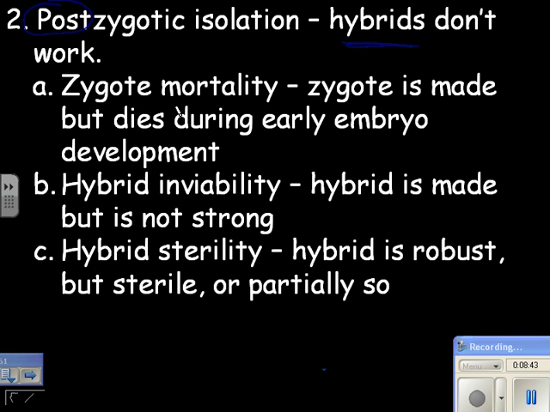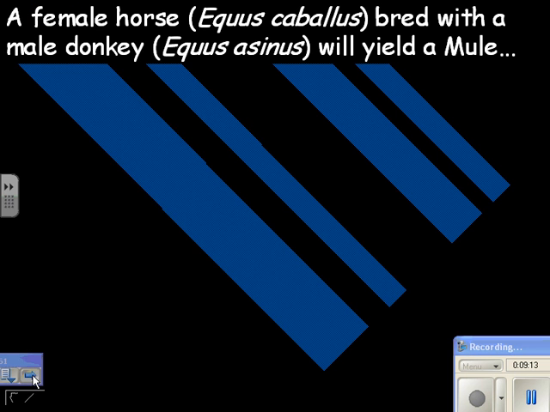They could have zygote mortality, which means the zygote is made, but it dies during early embryonic development. They could have hybrid inviability. That means the hybrid is made, but it's not strong and it doesn't tend to live long enough to reproduce. Or they could have hybrid sterility. That means the hybrid, the baby, is made and it's robust, it's strong, it does a great job, but it's sterile or has low fertility, and so that would prevent the genes from being transferred from one population to another. So we'll look at that last one.